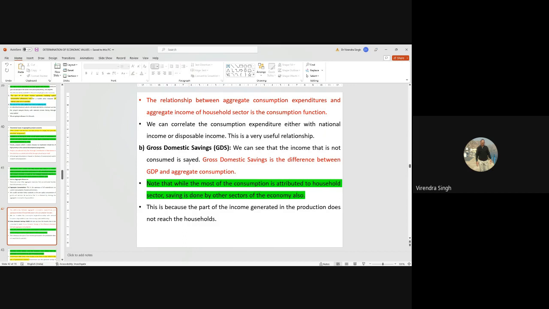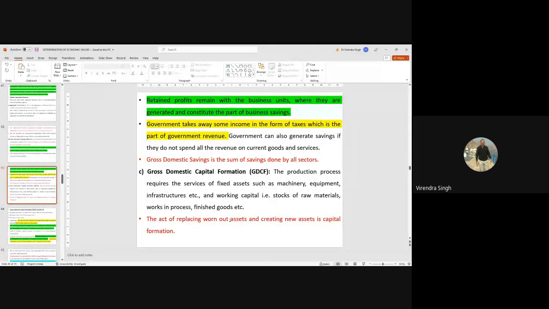It is frequently argued that consumption expenditure is made by the household sector only, but savings are done by other sectors as well. This is because part of the income generated in production doesn't actually reach the households. In the production process, whatever income is generated is not distributed to all those who have produced it. A part of that is retained as retained profit with the business units where it is generated and constitutes part of business savings, either retained earnings or depreciation, that is a saving.